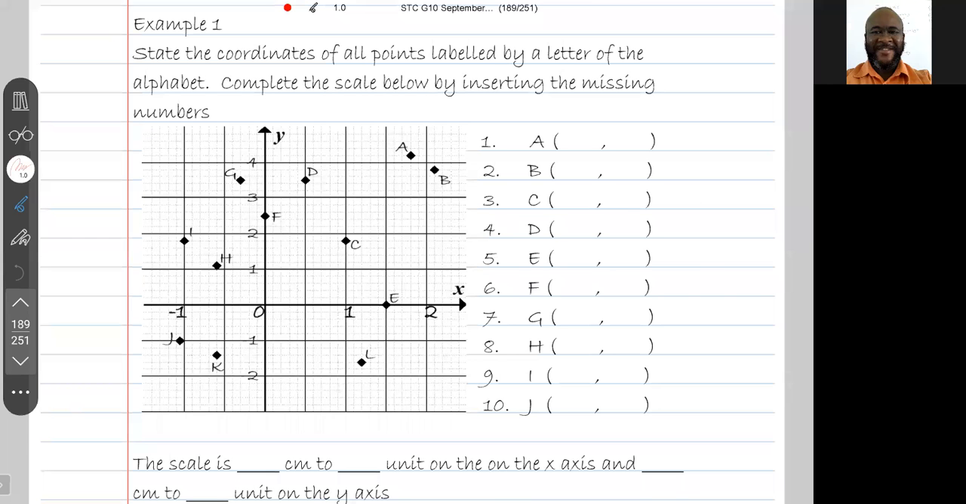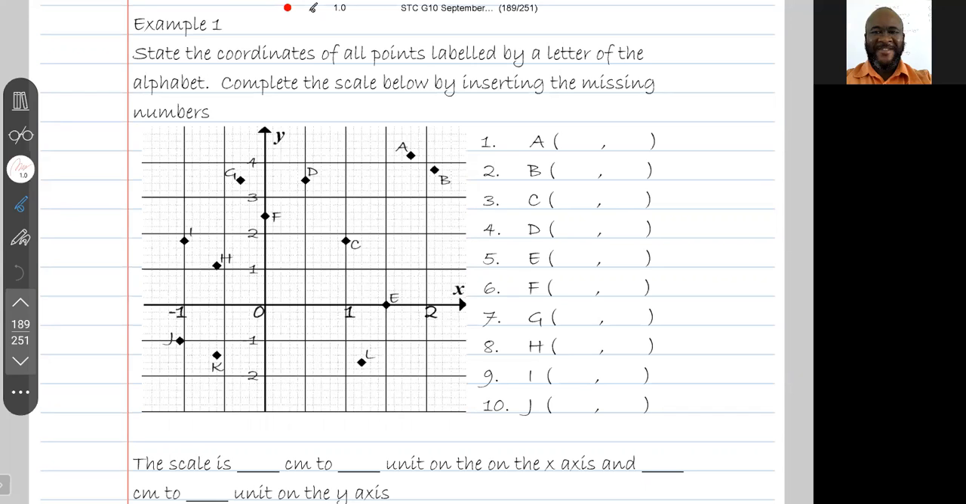All right, so example 1 is asking us to state the coordinates of all points labeled by a letter of the alphabet. And we are to complete the scale below by inserting the missing numbers.